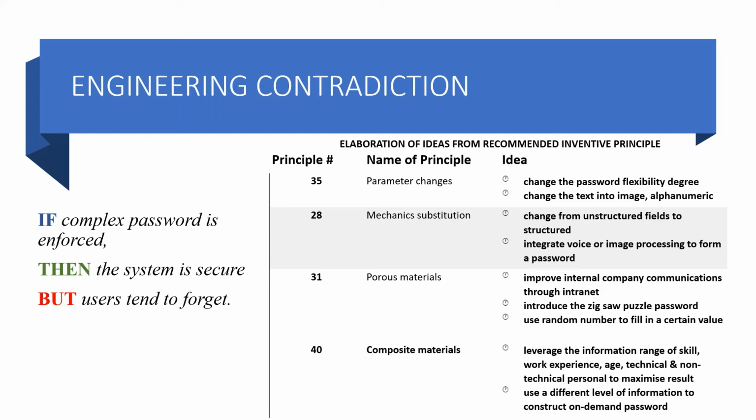If a complex password is enforced, then the system is secure, but users tend to forget. The improving parameter is strength and the worsening parameter is loss of substance. The recommended inventive principles are 35, 28, 31, and 40. This table shows the elaboration of each principle in the quest of finding possible solutions.